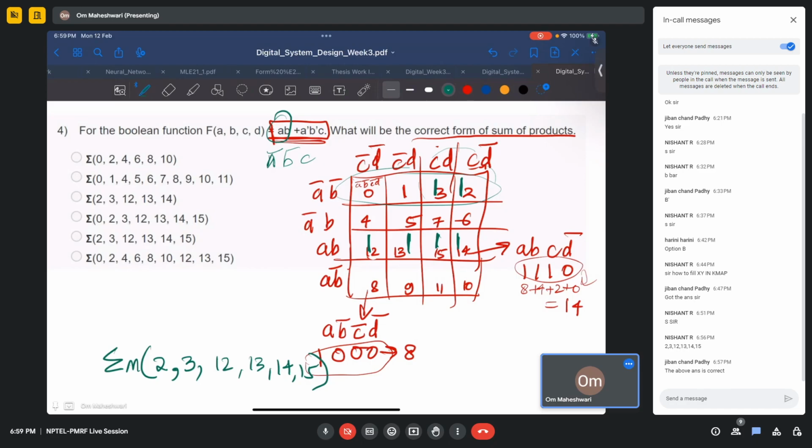Okay, so Nishant and Jivan, you have the right answer. So the answer is this option.